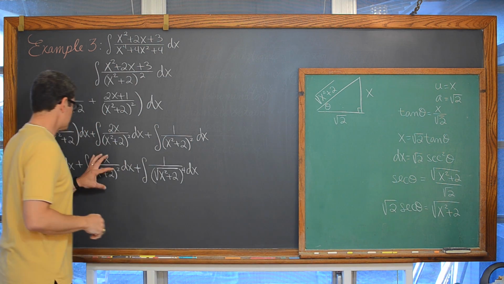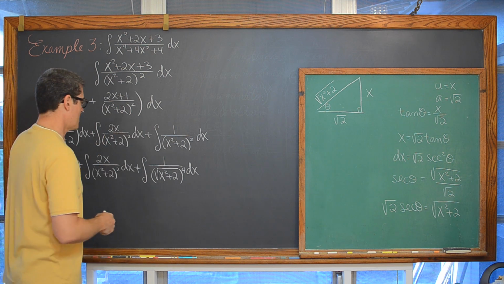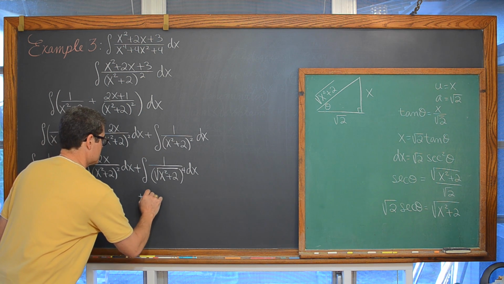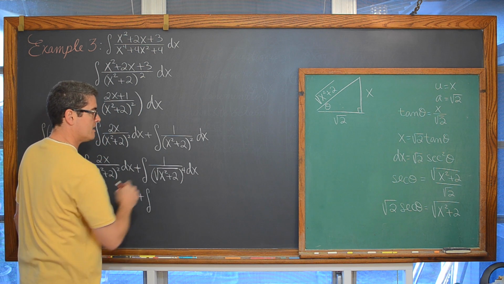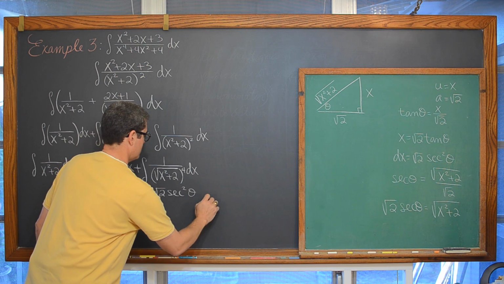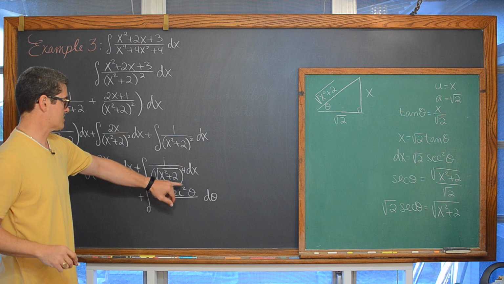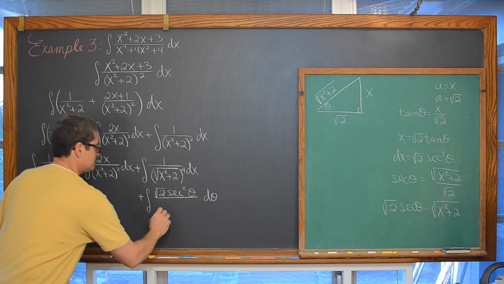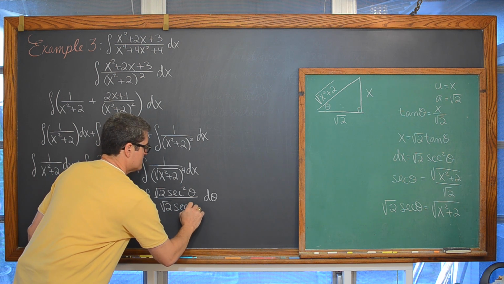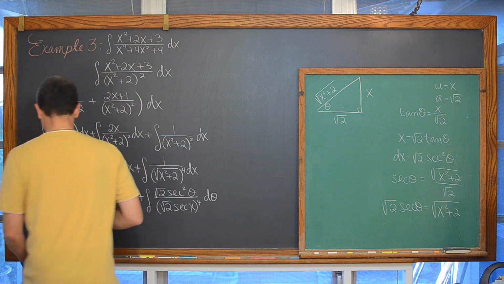Now, I'm going to just keep copying these first two terms with their integrals as we go along, and not worry about the constant of integration. Therefore, we have plus the indefinite integral. dx was the square root of 2 secant squared theta d theta, and our square root of x squared plus 2 is the square root of 2 secant theta, raised to the 4th power. Let me just copy this down.